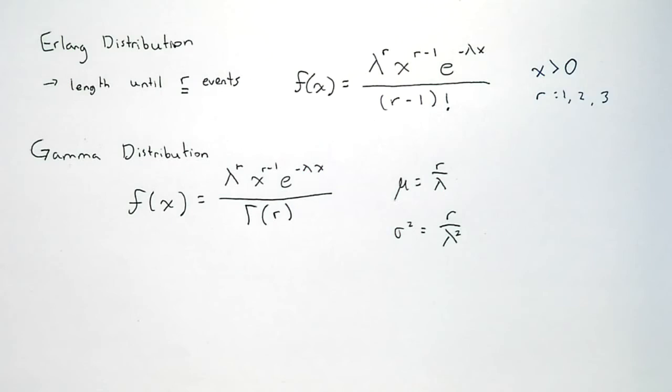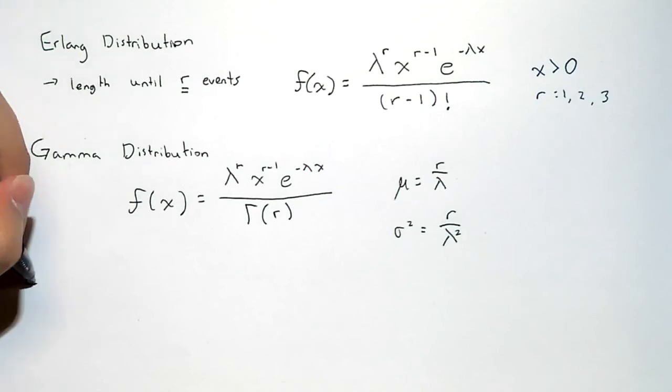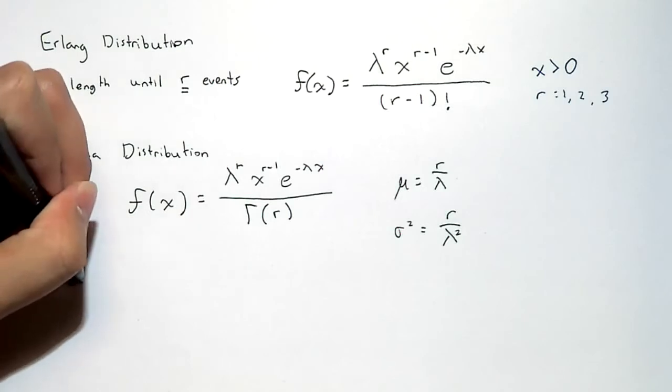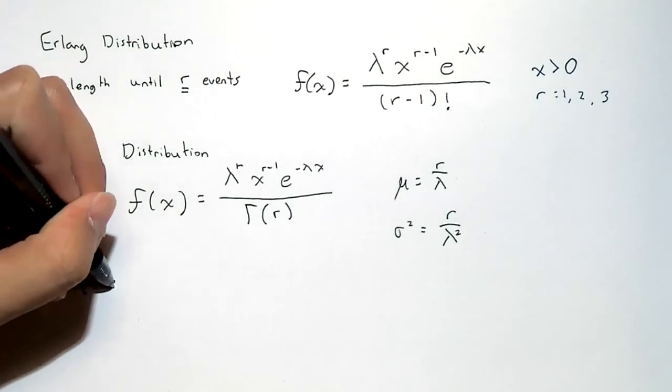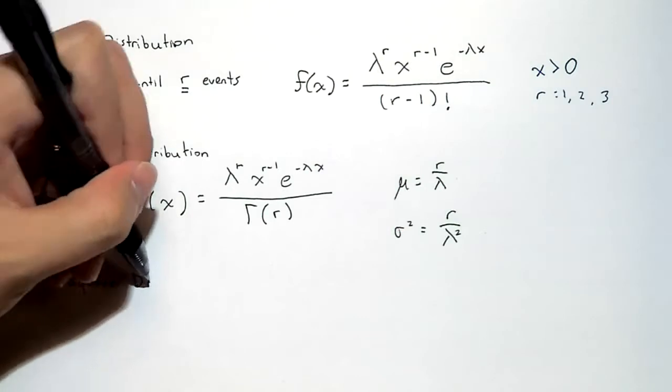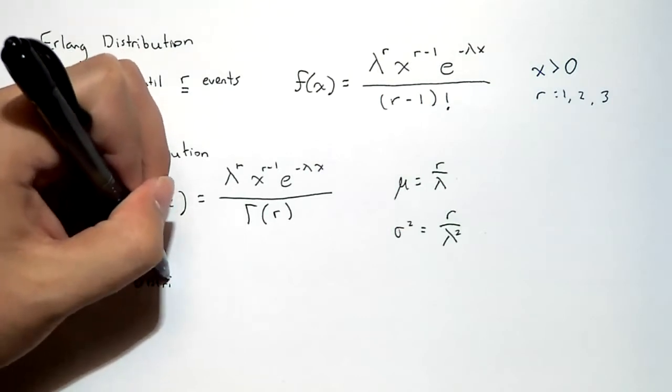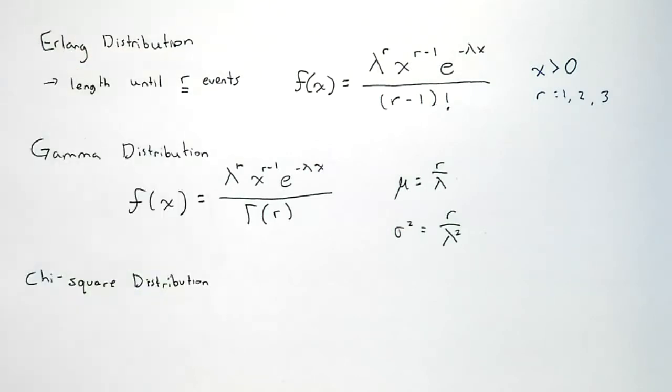A special case of the gamma distribution is the chi-squared, and there's 1,000 ways to pronounce this. You can choose whichever one you prefer. So how do you pronounce this? Chi squared? You say chi? Okay. What would you say? Chi. Okay. I'll say chi.